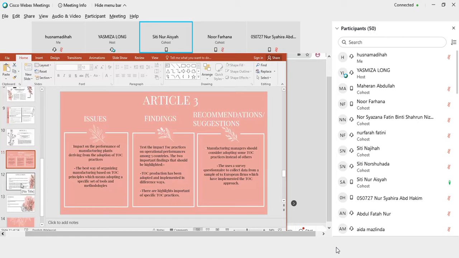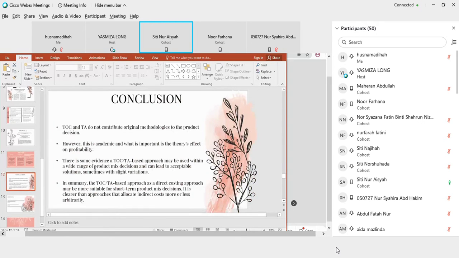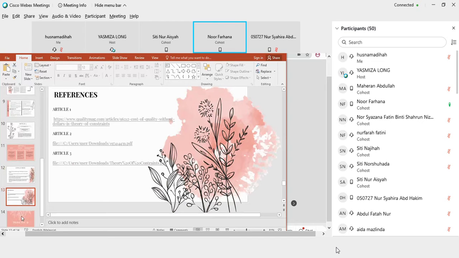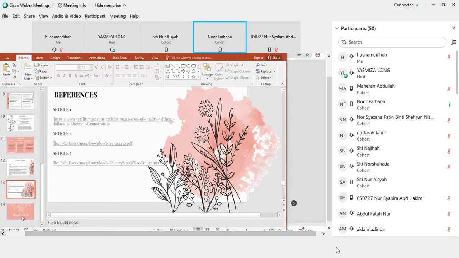Back to Hana for the recommendation or suggestion. Okay, for recommendation or suggestion, first, manufacturing managers should consider adopting some TOC practices instead of others.